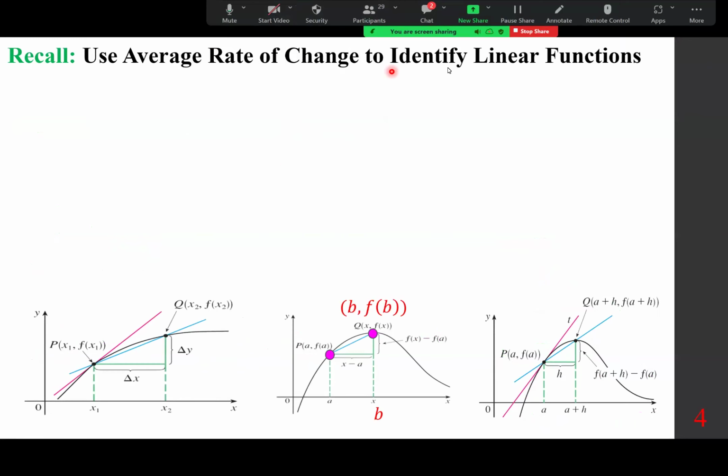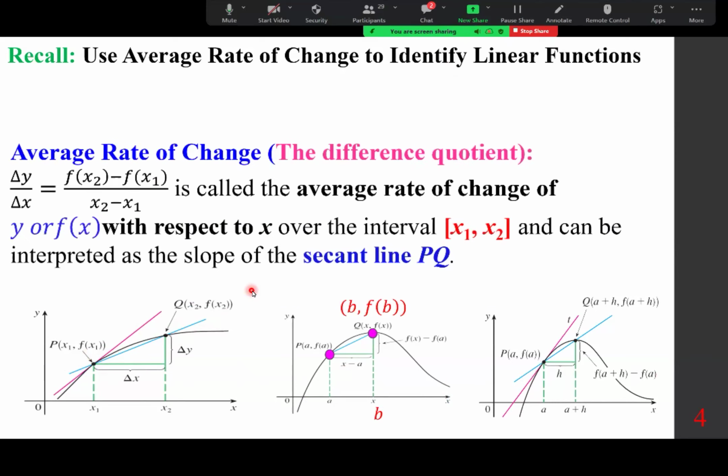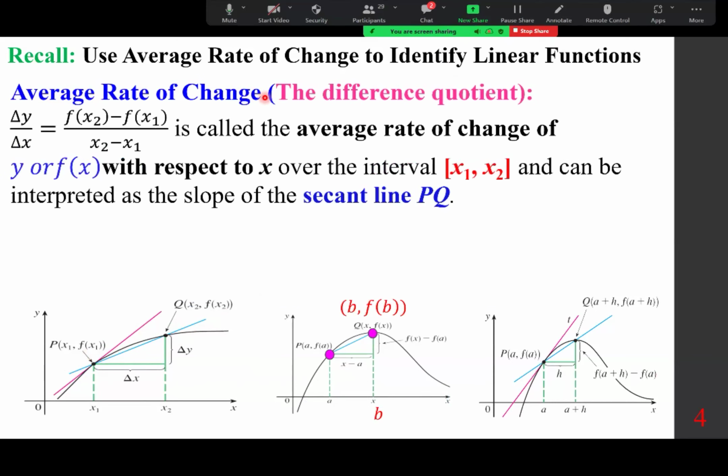Using the average rate of change to identify linear functions. Average rate of change is basically rise over run, the concept known as the slope. If you have a curve, you pick two points and draw a line, it's a secant line. Average rate of change, or the difference quotient, DQ, delta y over delta x, is f of x sub 2 minus f of x sub 1 over x sub 2 minus x sub 1.